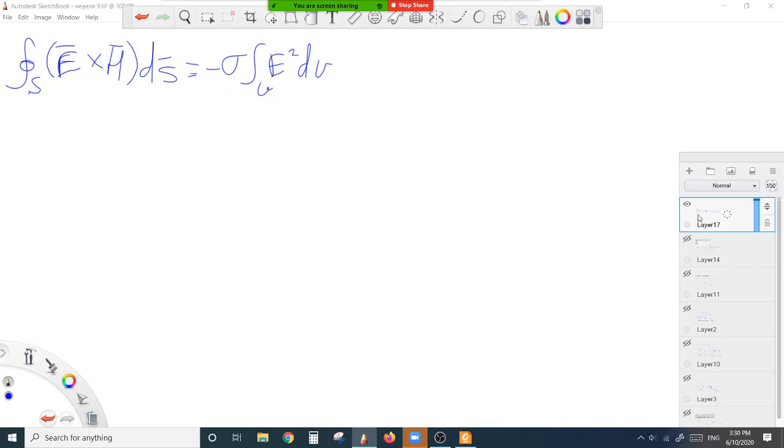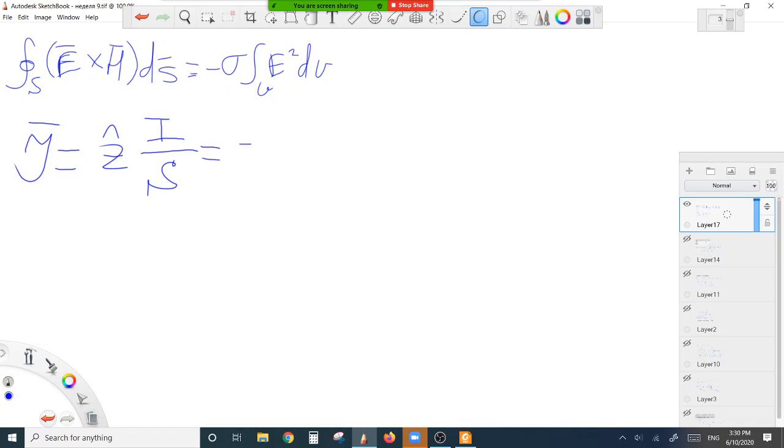So the current density in the conductor, in our case, is uniform and equal to J equals unit vector z times I over S, where S is pi a squared, where a was given as the radius.